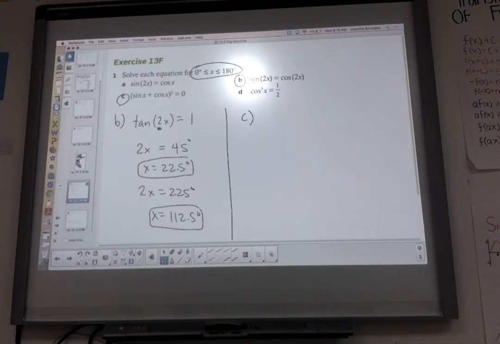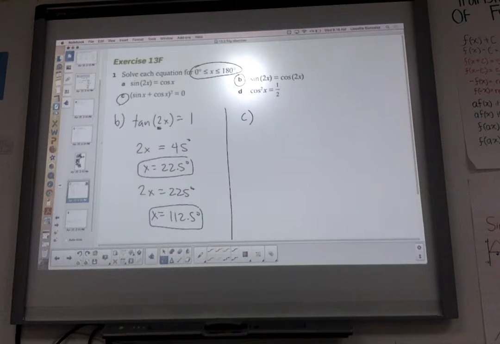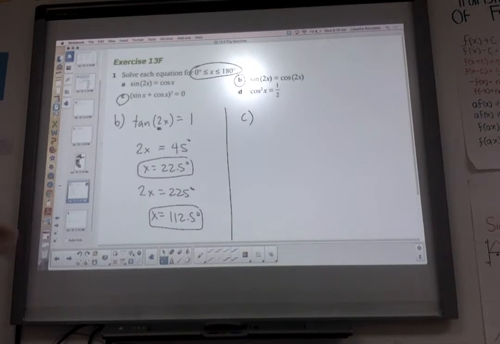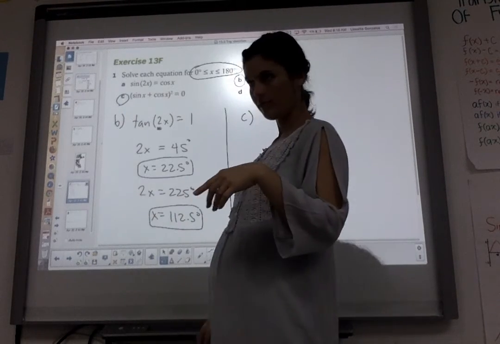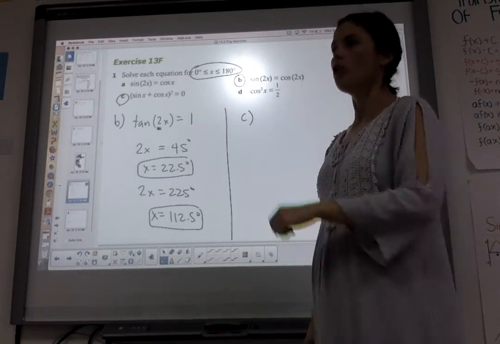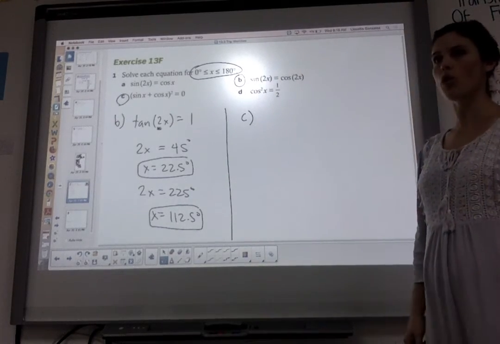I agree. Miss Gonzalez, how do we know how many answers we need? You just go trying. If the exam doesn't specify, it's trial and error. You keep going until you get one that's over 180, over your domain.